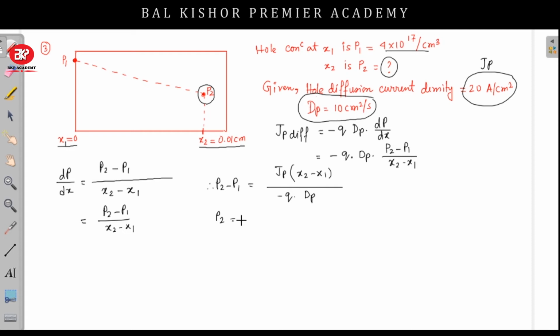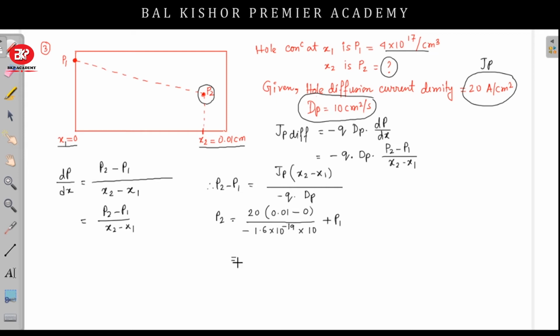So p2 can be written as Jp value is 20 ampere per centimeter square, times x2 minus x1. What is x2? x2 is 0.01 centimeter and x1 is 0, so it is 0, minus q means 1.6 into 10 to the power minus 19, and Dp value is 10, plus p1 value. And what is the p1 value? P1 value is given as 4 into 10 to the power 17.